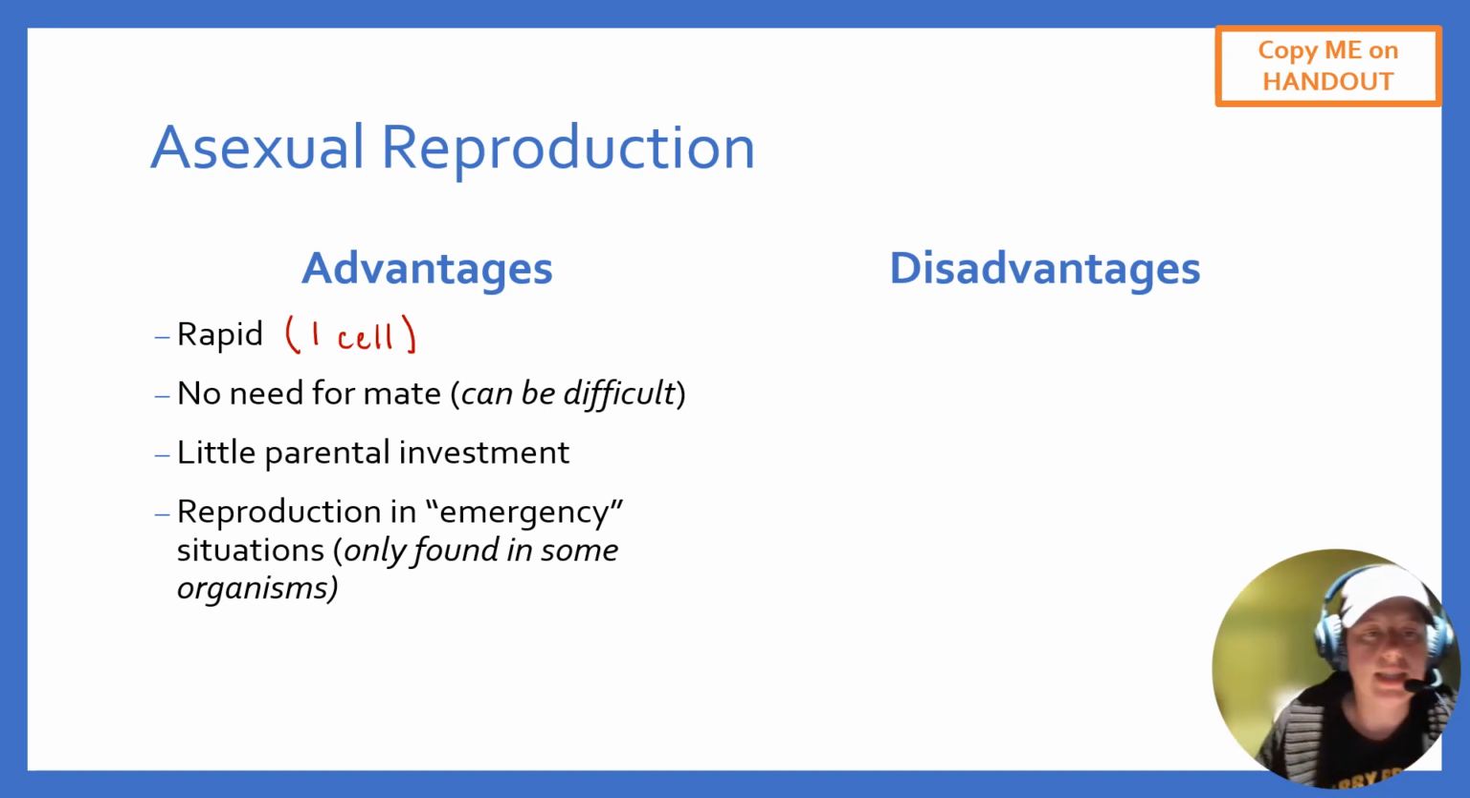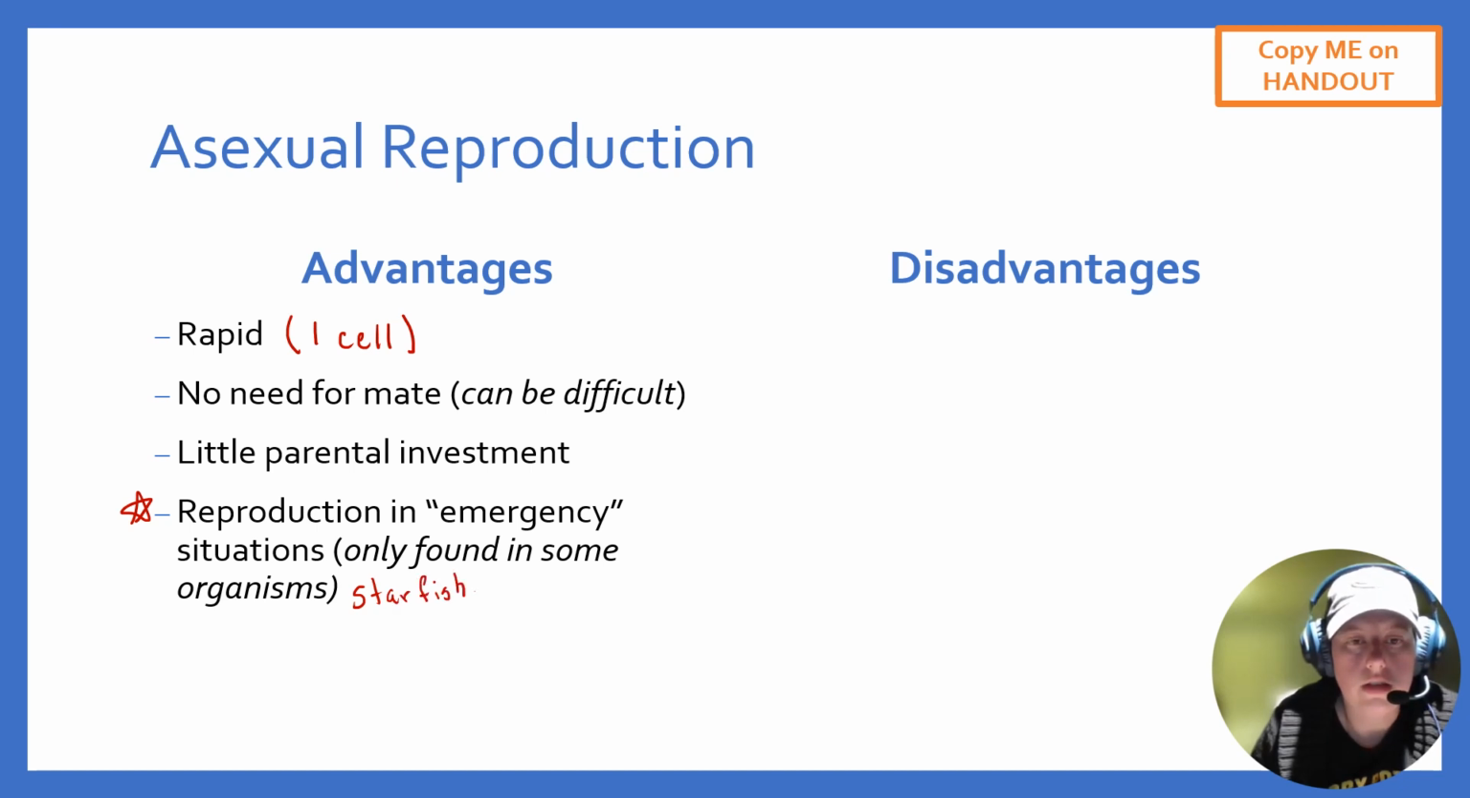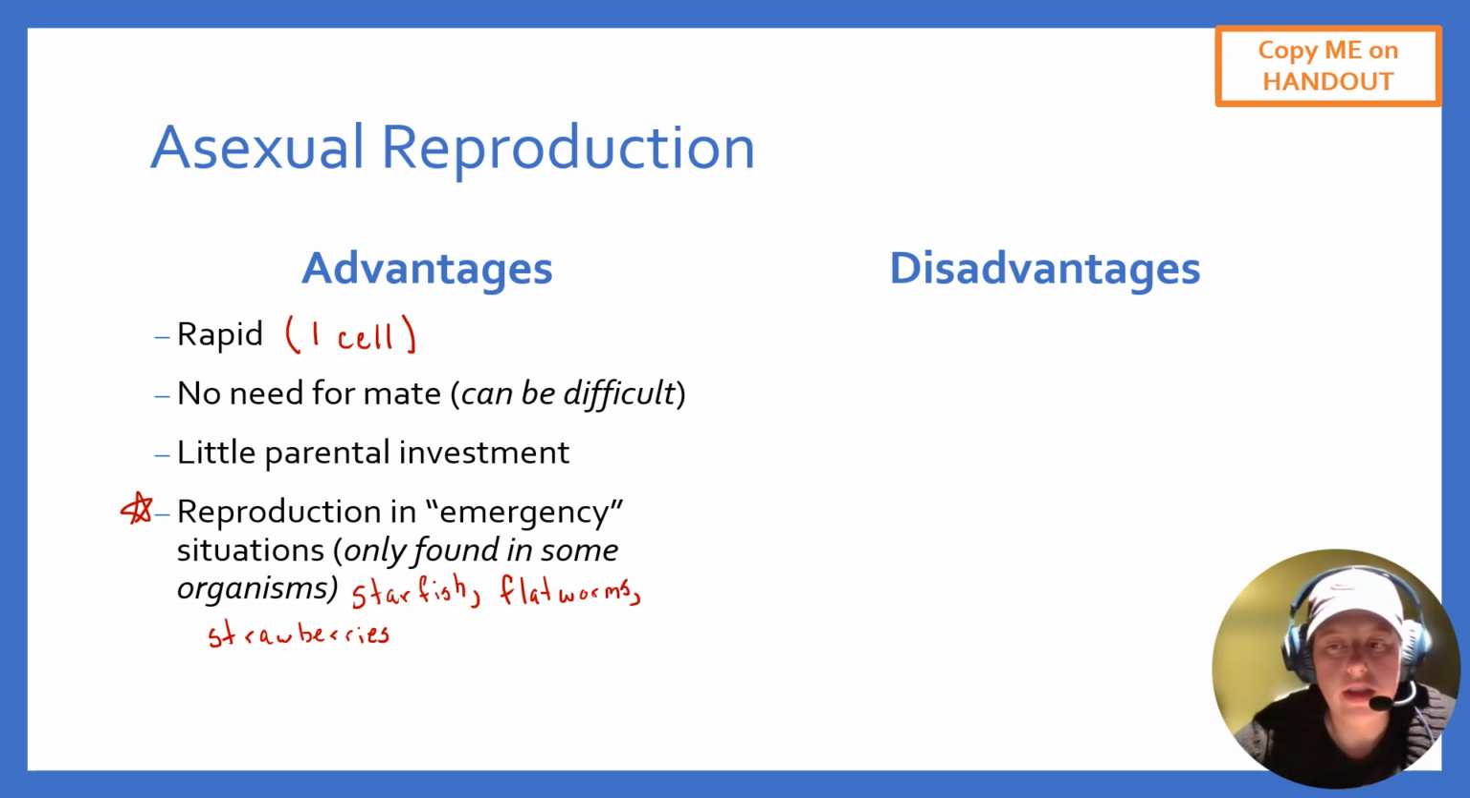And as I said, certain organisms that reproduce sexually normally can do asexual reproduction, but it's very, very specific. So this would be things like starfish, things like flatworms, plants like strawberries. Those would be key examples. But again, everything that I just mentioned normally does sexual reproduction.